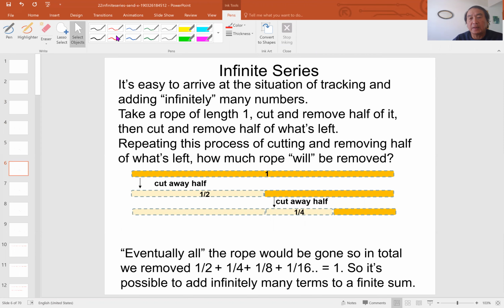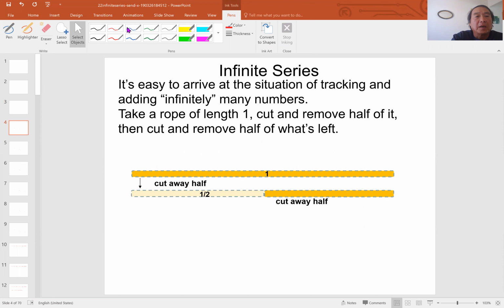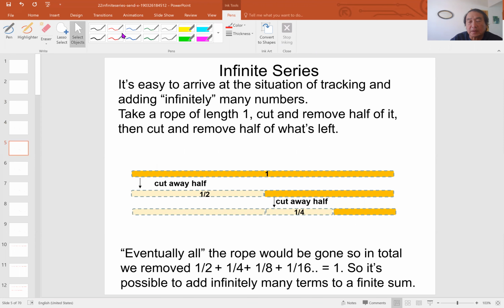If we ask what happens if we add up all the pieces that we cut off, one half, one quarter, one eighth, and so on, and put them all together, then all that is cut away altogether is going to be one. In other words, there will not be any number that remains.